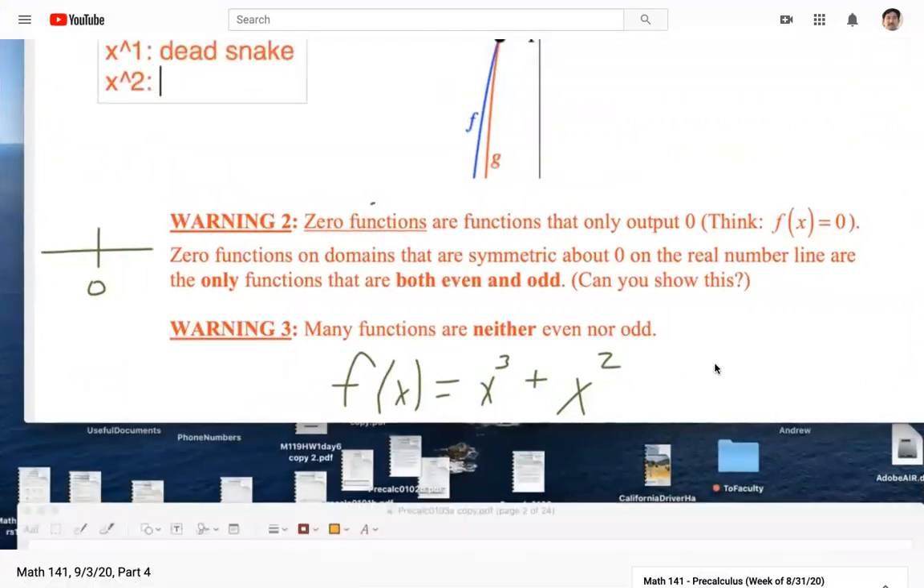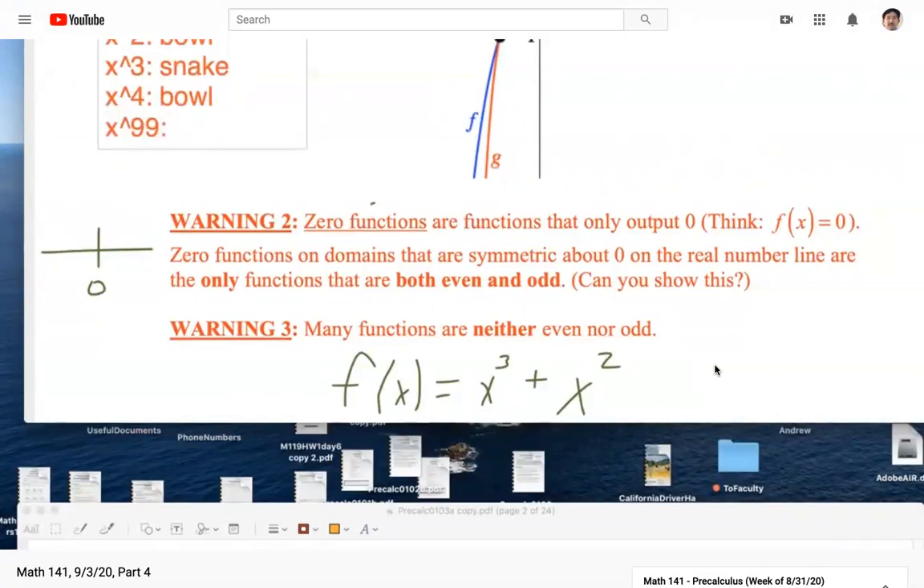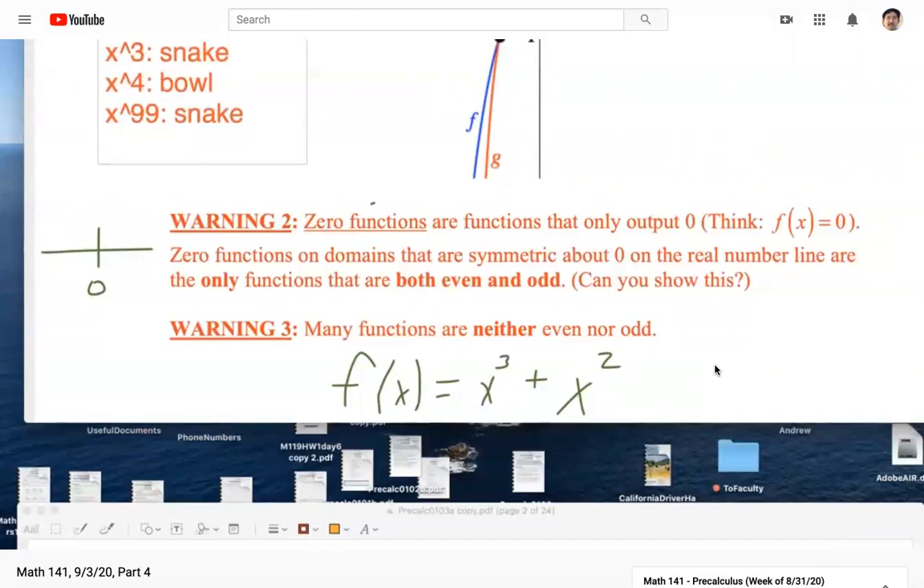How about y equals x to the second? That's a bowl. In fact, it's a parabola. y equals x to the third. That's a rising snake, that's curvier. y equals x to the fourth. That's a bowl, but not technically a parabola. How about y equals x to the 99th? That's a snake, steep on the outside, flat on the inside. x to the 100th. That's a bowl, again, steep on the outside, flat on the inside.